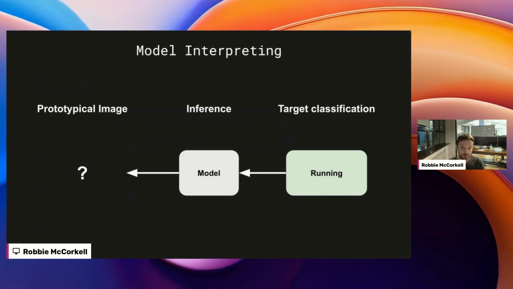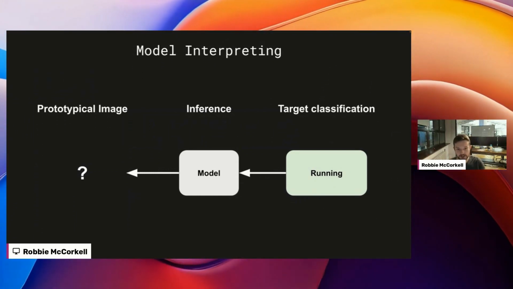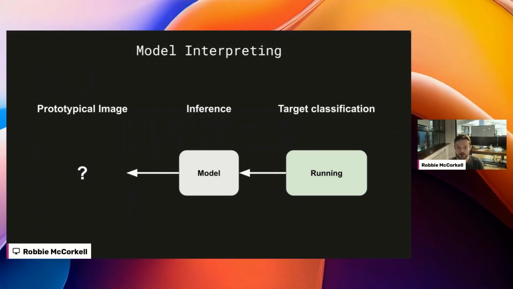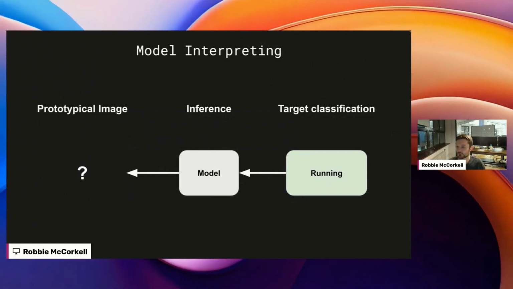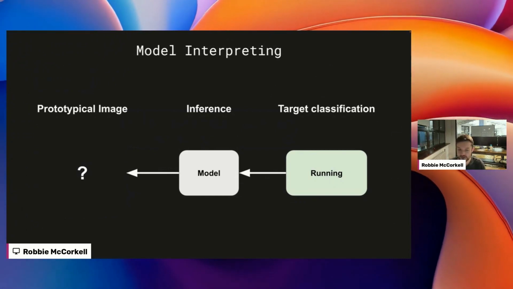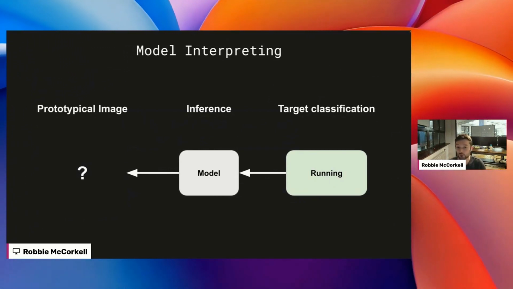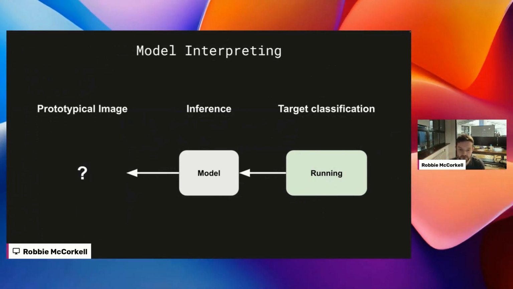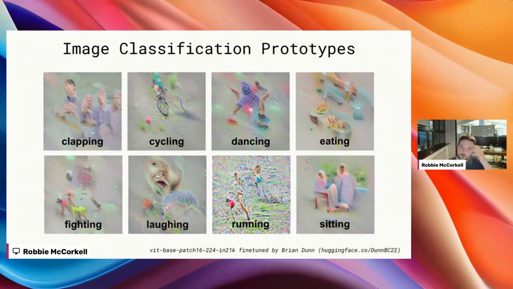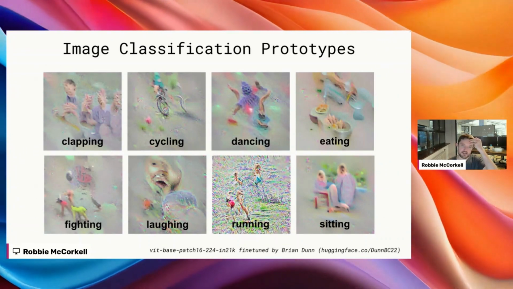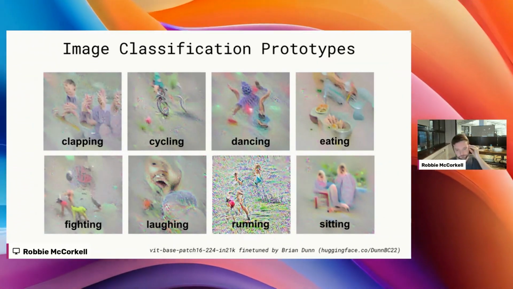And so this is what we do as a generative process. We keep asking the model this question until we find that perfect input. And we call this the prototypical image in the case of image classification, or the prototype in general. This is the prototypical input for a target output. And it looks something like this in the case of image classification.